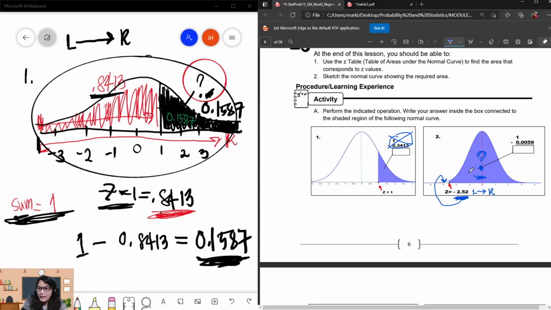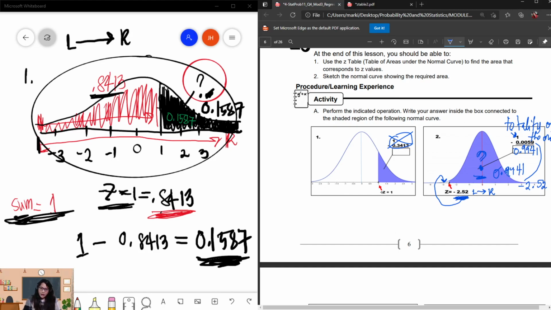So 1, this one here means the totality of the area, minus the area of negative 2.52. So the answer is 1 minus 0.0059, that is 0.9941. So this 0.9941 is the area of the shaded region.